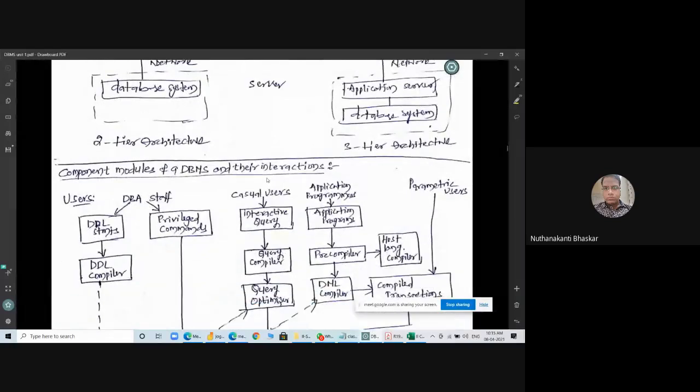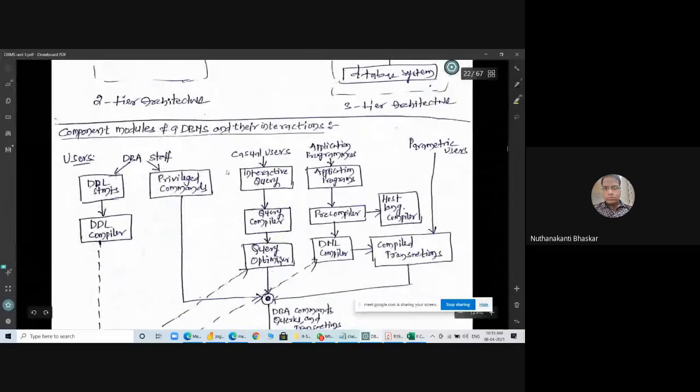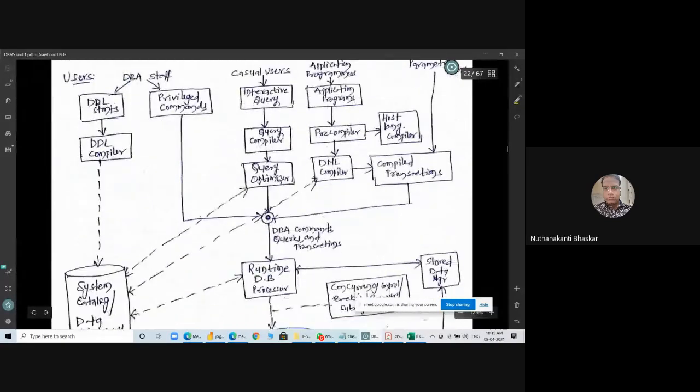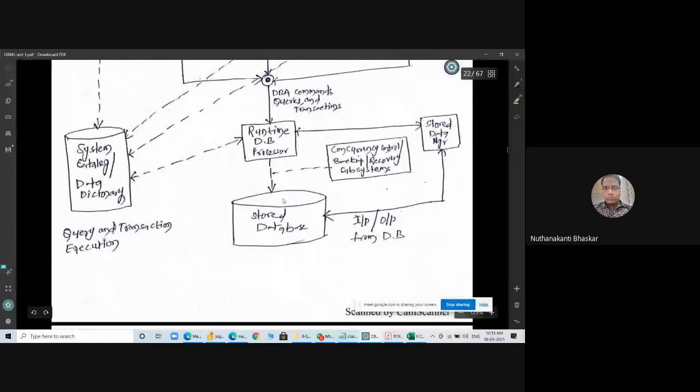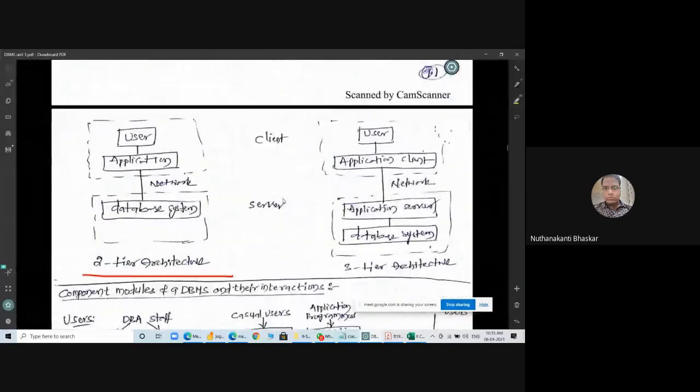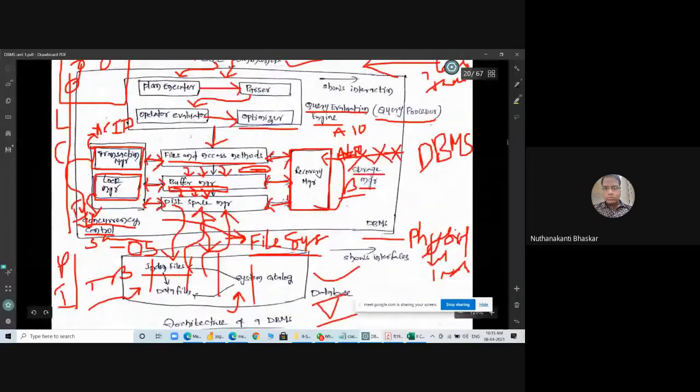Some textbooks refer to this and show it as a two-tier architecture also. They will take it like this. But these things are there in different textbooks. You must follow Raghuram Krishna, because it is the only book that will cover your syllabus.